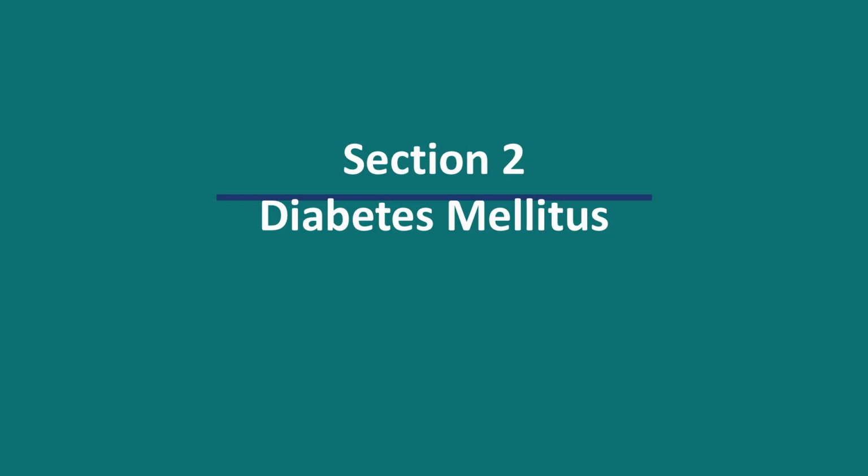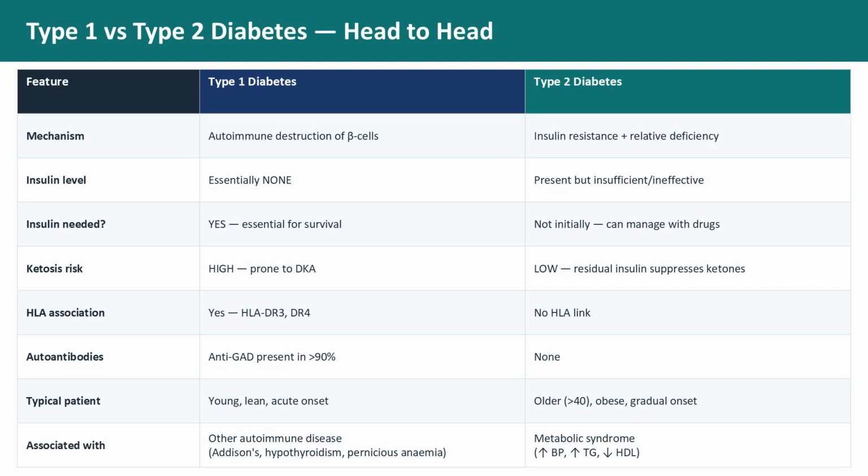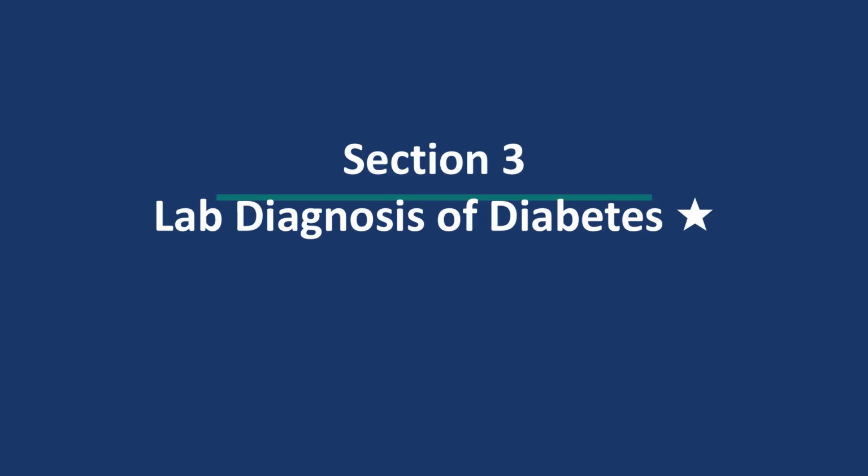Let's transition into Section 2, focusing on diabetes mellitus. Type 1 and Type 2 diabetes differ in mechanisms, insulin needs, and associated conditions, providing a comprehensive comparison. We now move to Section 3, where we will discuss the lab diagnosis of diabetes.